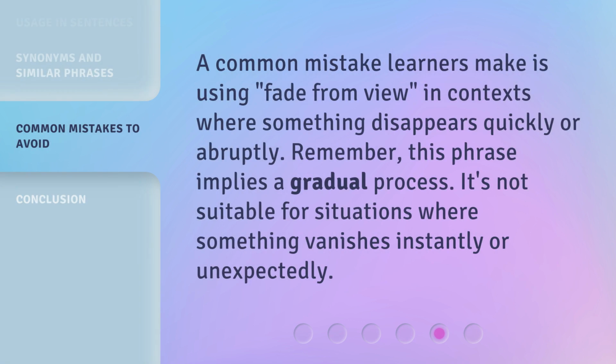A common mistake learners make is using fade from view in contexts where something disappears quickly or abruptly. Remember, this phrase implies a gradual process. It's not suitable for situations where something vanishes instantly or unexpectedly.